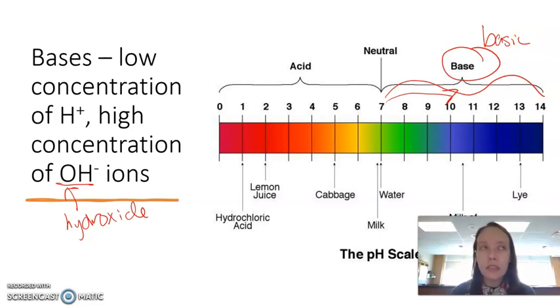Milk of magnesia is an example. Lye is a very caustic cleaning agent. Another example of a base that you might have in your household is bleach. So that's another basic solution.